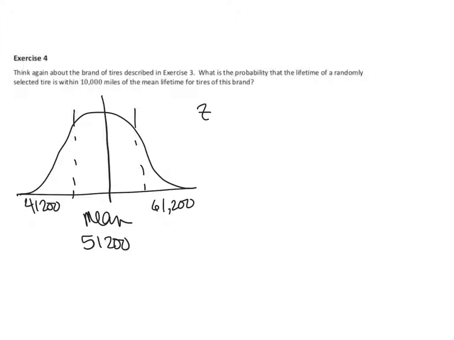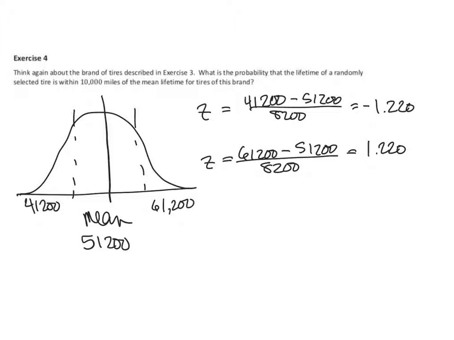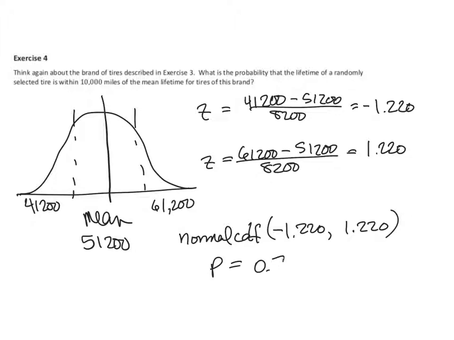So I need two z-scores. I'm going to calculate those real quick. So I have my two z-scores. I'm going to put them into my calculator. The lower boundary, negative 1.220, and the upper boundary. And I get a probability of 0.777. Okay, it's a pretty good probability, right?